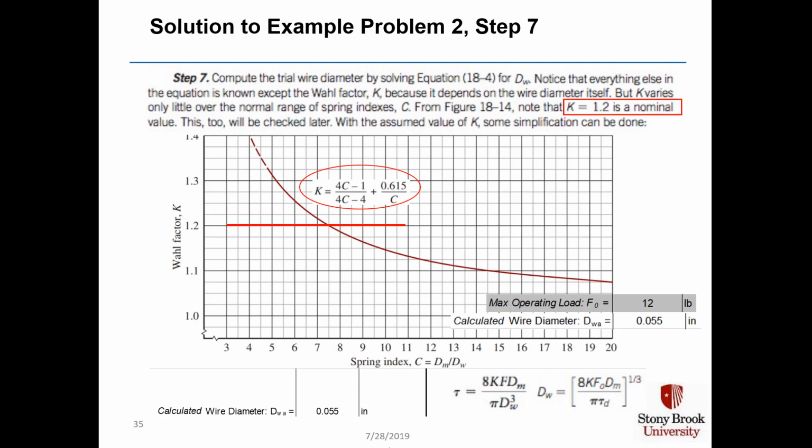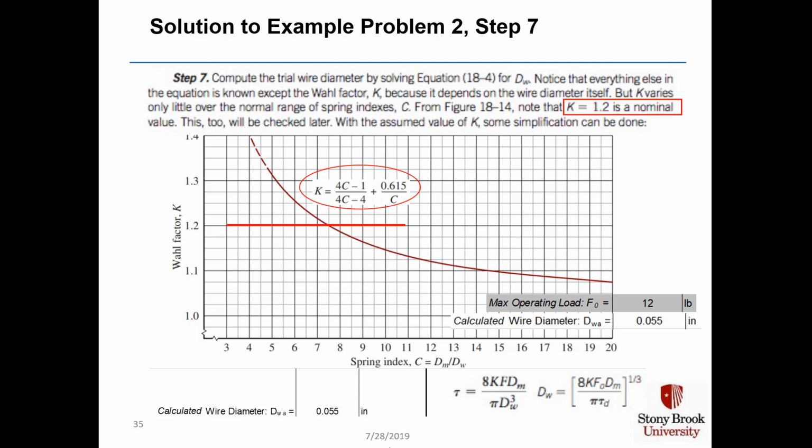Everything else in that equation in the lower right corner is known except for a wall factor, because the wall factor depends on the wire diameter. But wall factor K does not vary much over the normal range of spring indexes C. Between spring indexes 5 and 12, we see that the wall factor is between 1.1 and 1.3. So we take a guess in between the range of 1.2, and it'll be checked later. And at the bottom, we can calculate a wire diameter d sub w of 0.055 inches based on the other numbers in the equation for d sub w.